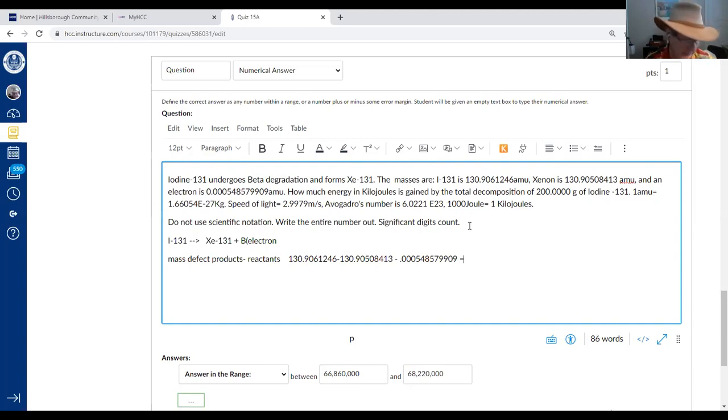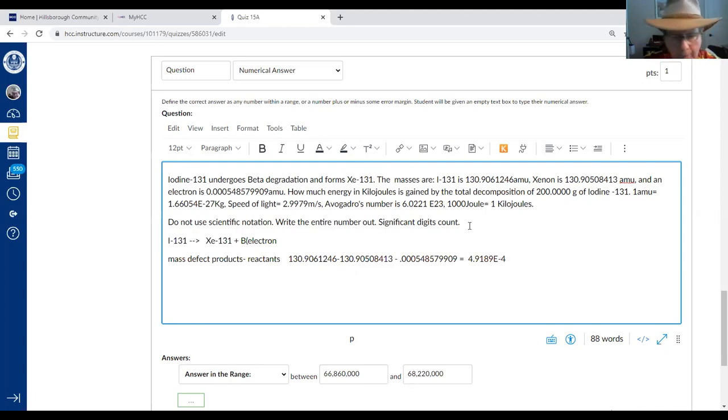Okay, now I got to do this math out. 130.9061246 minus 130.90508413 minus 0.000548579909. I get 4.9189 e to the minus 4.